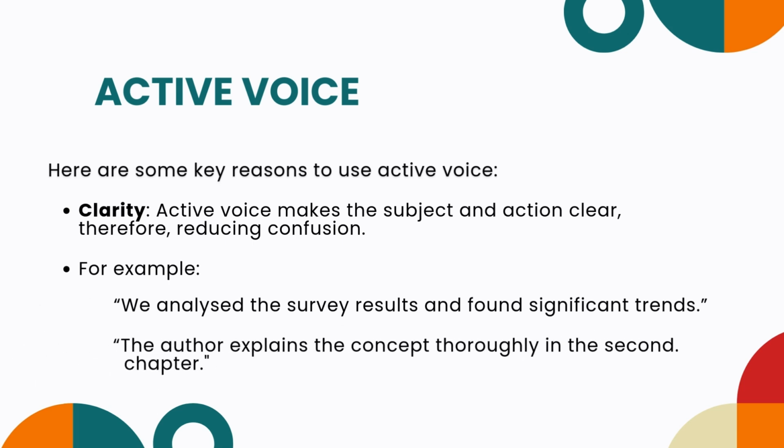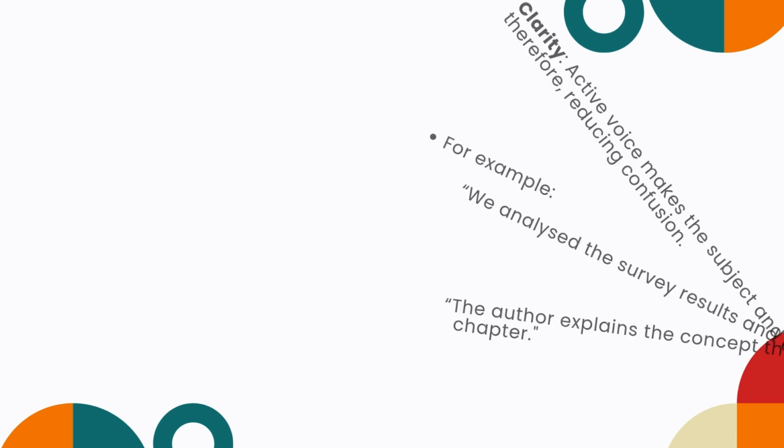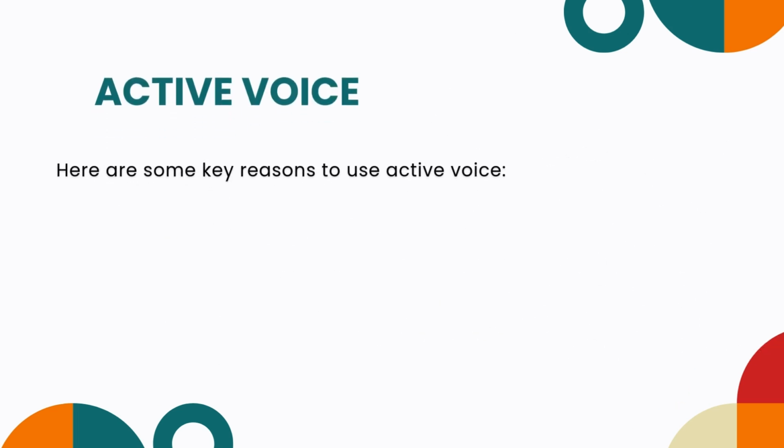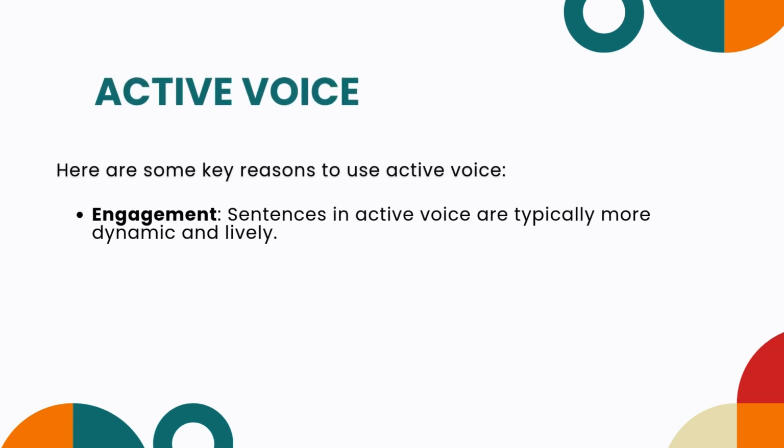Another example, the author explains the concept thoroughly in the second chapter. This active voice helps the audience easily see who is responsible for the explanation. Another reason to use active voice is for engagement. Sentences in active voice are typically more dynamic and lively.